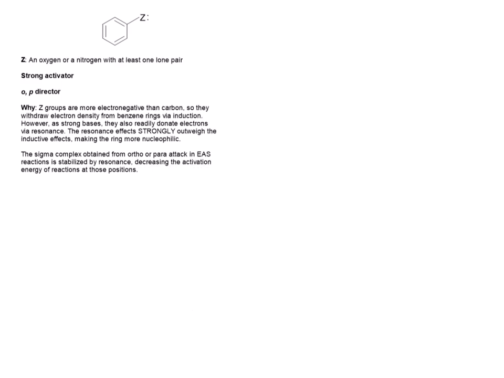The next substituent of interest is the Z group, and a Z group is simply an oxygen or a nitrogen with at least one lone pair. When we talk about Z groups, we say that they are strong activators and also OP directors, but these require a little bit more analysis than the simple R group.